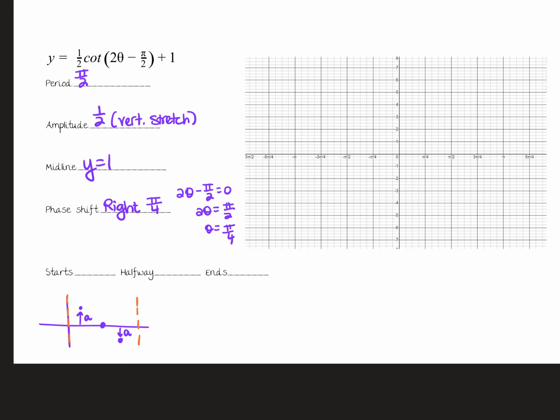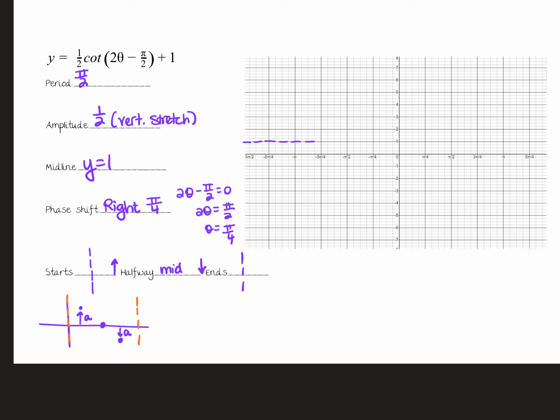So let's go ahead and fill all this in. So we start and end with an asymptote. Halfway through, we're at the midline point. And then between the asymptote and the midway point, we're going to be at our highest point, our highest amplitude, our vertical stretch, whatever you want to think about it. And then halfway between the middle and the end, we're going to be down at our lower amplitude or vertical stretch. So once again, I'm going to start with my midline at y equals 1.